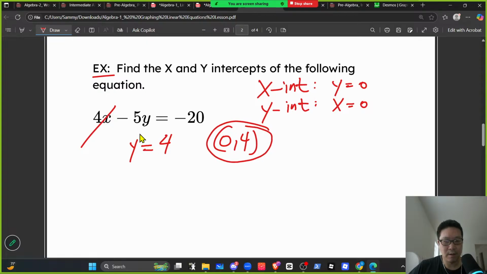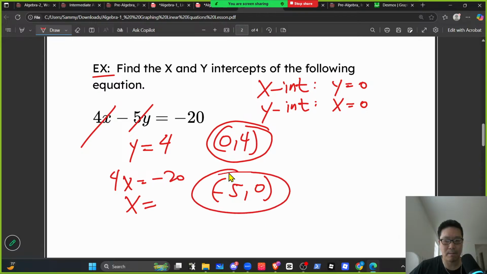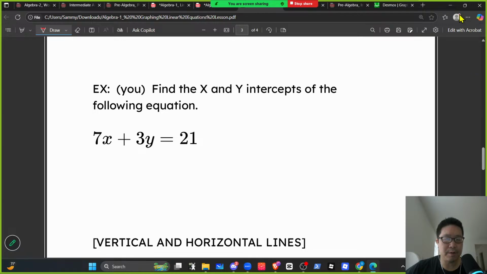And to consider the x-intercept, you would just cross out the y term and just consider 4x = -20. If we divide both sides, we get x equals -5. So the x-intercept would be -5 and 0. Yep. Okay, all right. Go ahead and do this one and let me know when you are done.